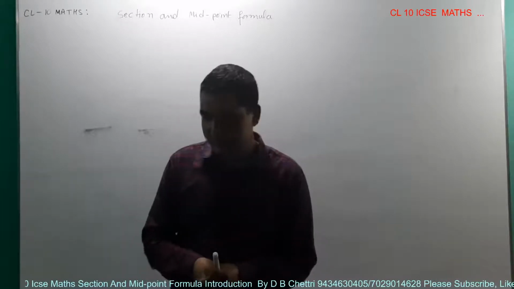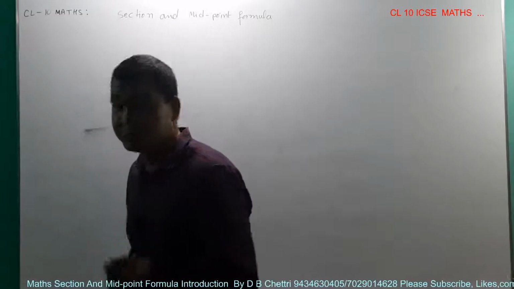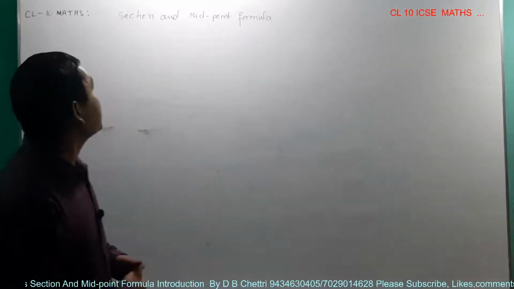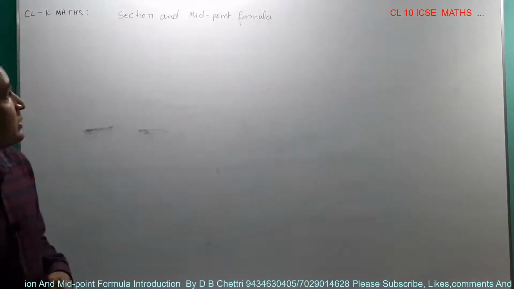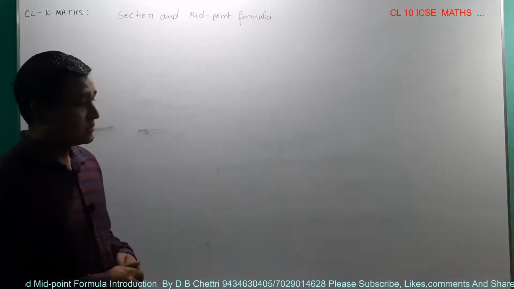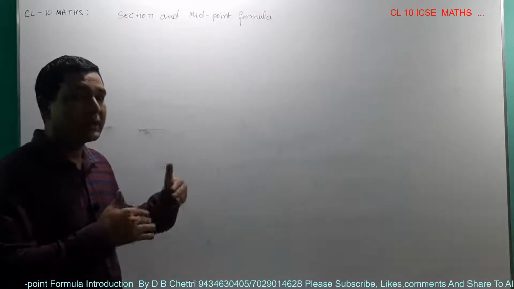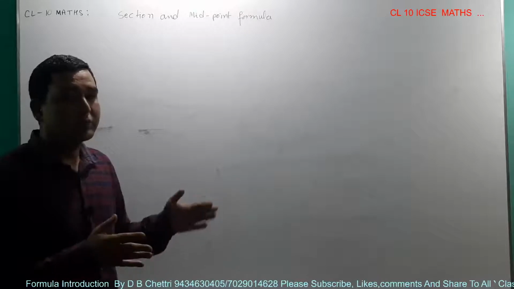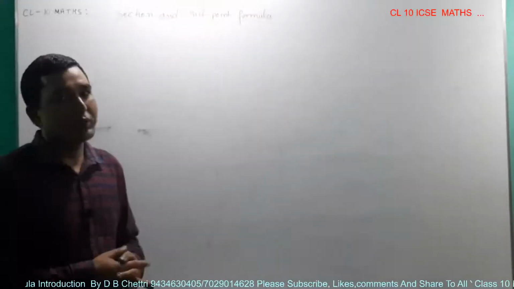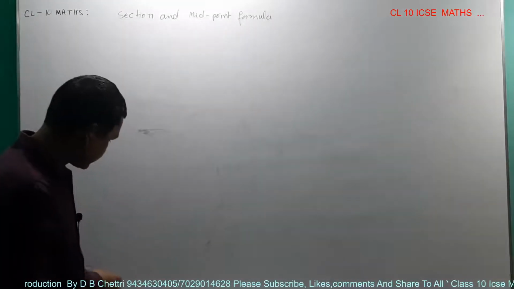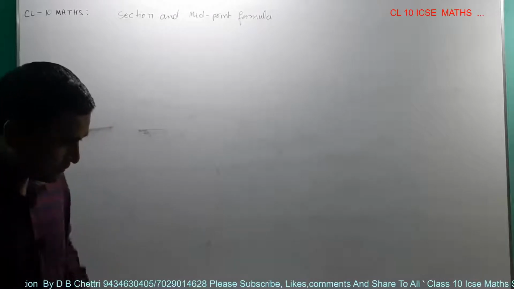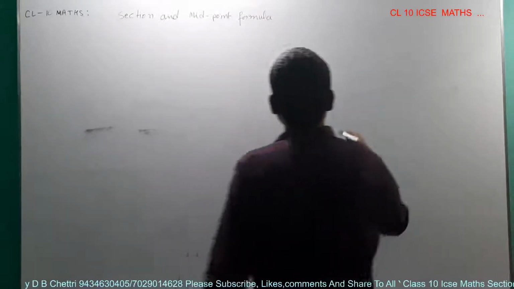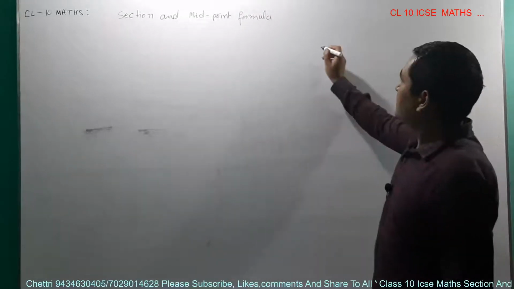Now let me start. Today we are going to start a new chapter, section and midpoint formula. Section formula means dividing any line or pair of coordinates at any point. Suppose let me explain by drawing the figure. Suppose there is a line.